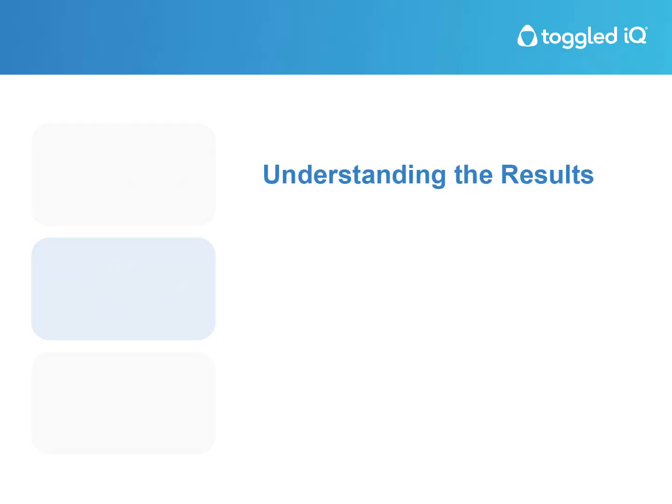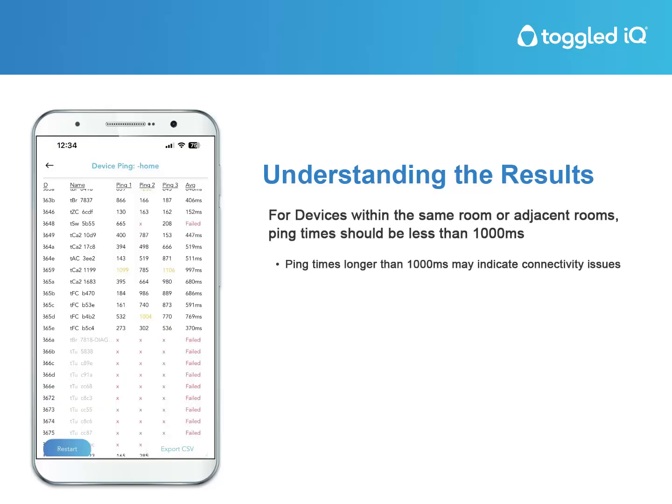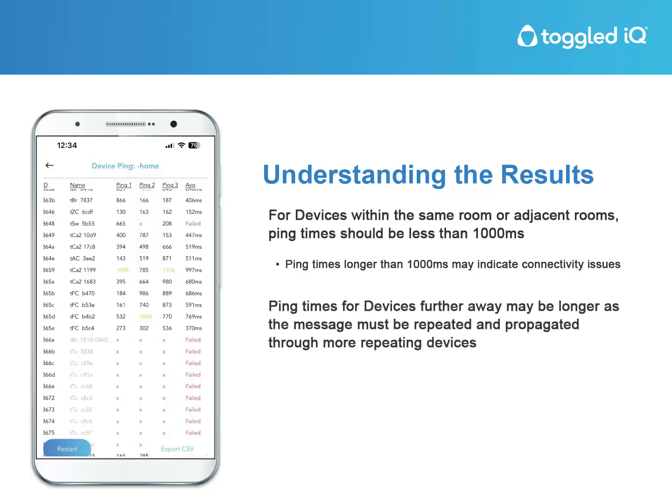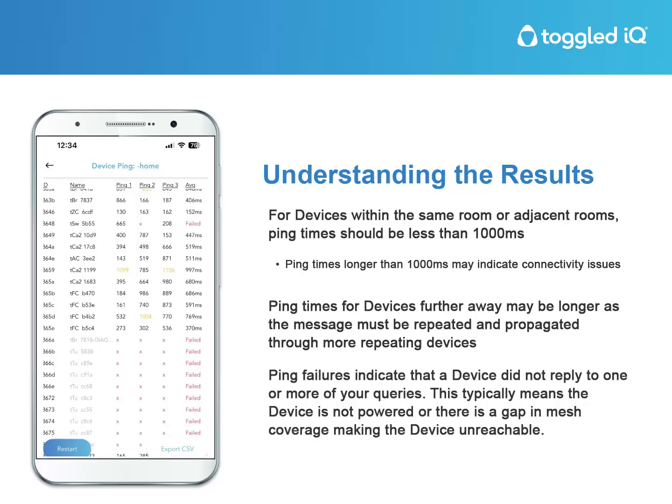Understanding the results. For devices within the same room or adjacent rooms, ping times should be less than 1,000 milliseconds. Ping times longer than 1,000 milliseconds may indicate connectivity issues. Ping times for devices further away may be longer as the message must be repeated and propagated through more repeating devices. Ping failures indicate that a device did not reply to one or more of your queries. This typically means the device is not powered or there is a gap in mesh coverage making the device unreachable.